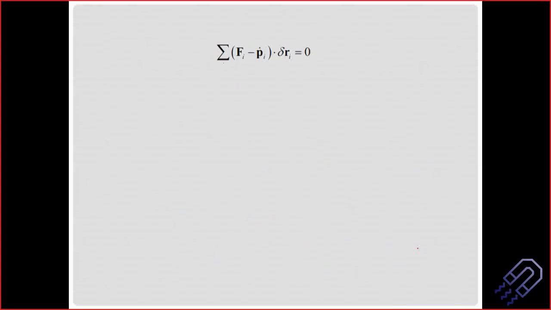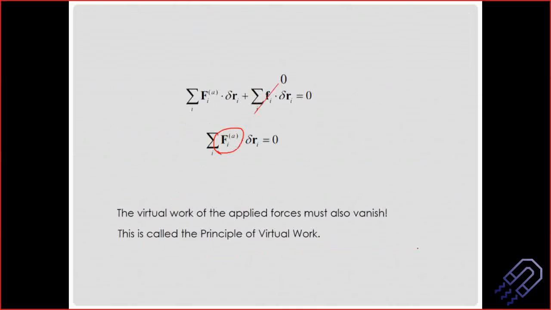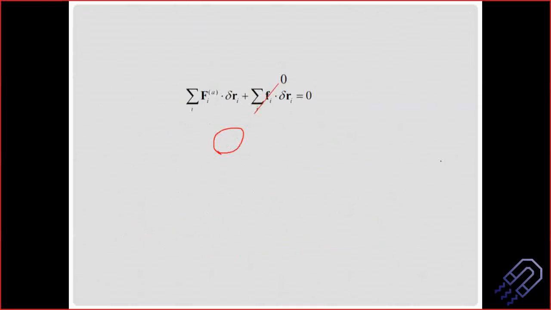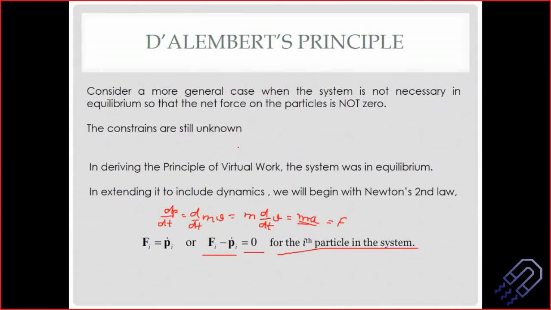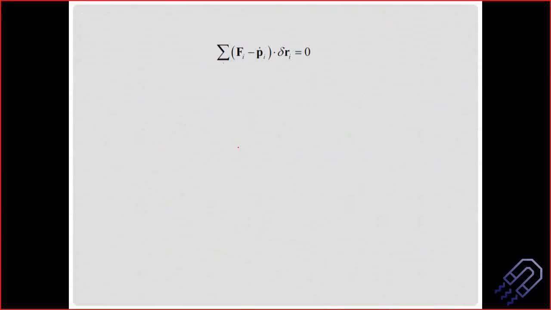Then we can extend it for all the particles. If we take the summation over i of (Fi minus Pi dot) dot delta ri, it is equal to 0, right? This basically comes from virtual work only. We are not skipping virtual work here, we are just replacing the force with Fi minus Pi dot, and we have the sum of (Fi minus Pi dot) dot delta ri equal to 0. So that's important.